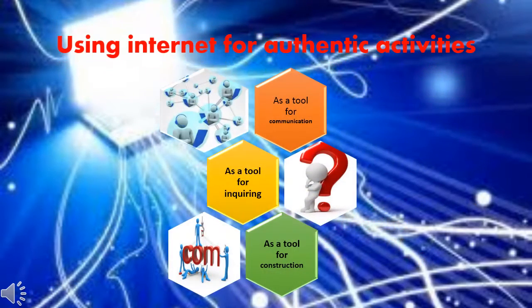Using internet for authentic activities. In using the internet for authentic activities, there are three categorizations. The first one is as a tool for communication, the second is as a tool for inquiring, and the last one is as a tool for construction. I will explain it to you one by one in the next slide.